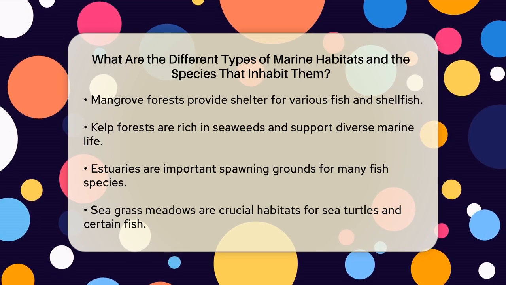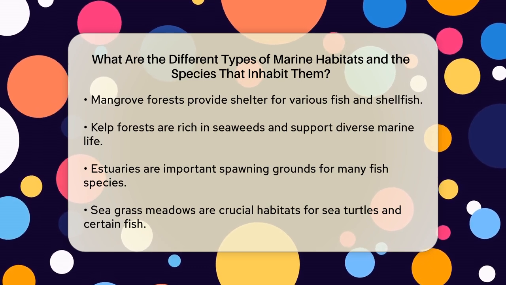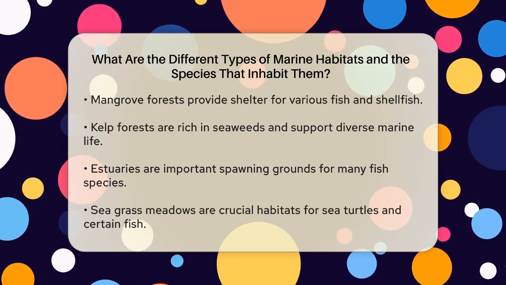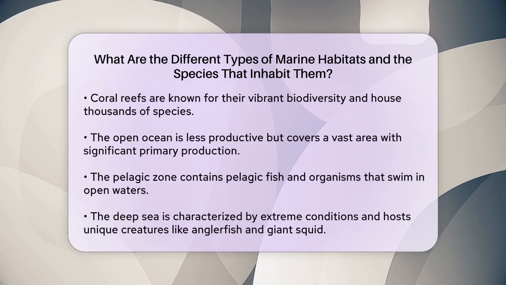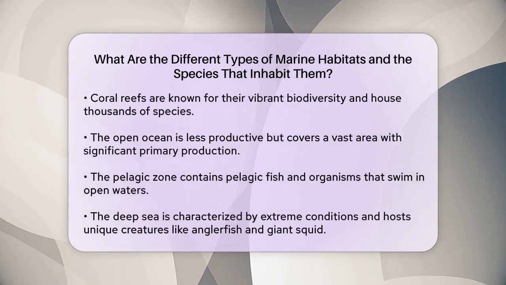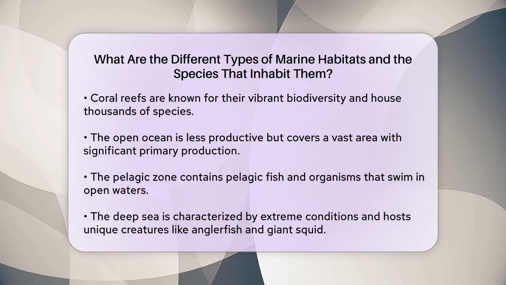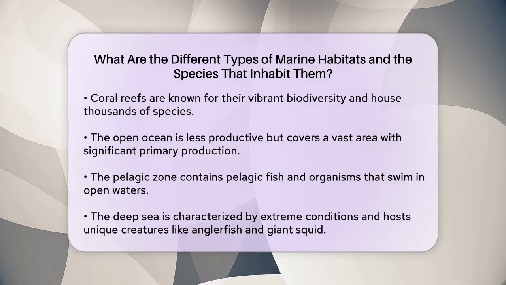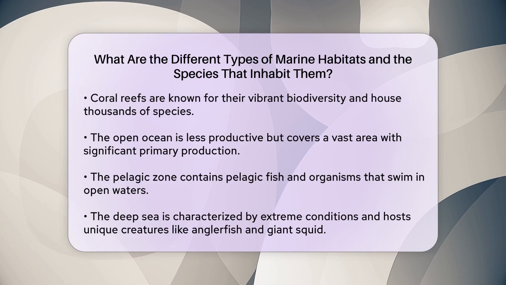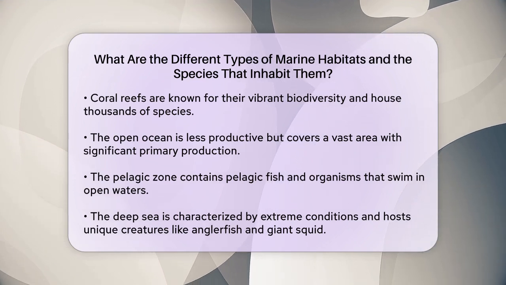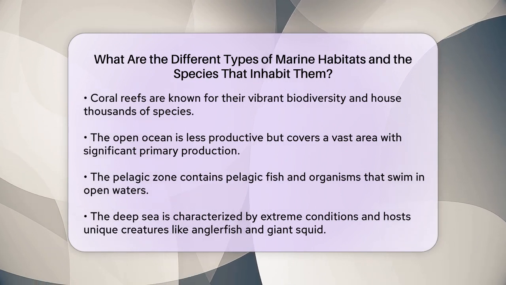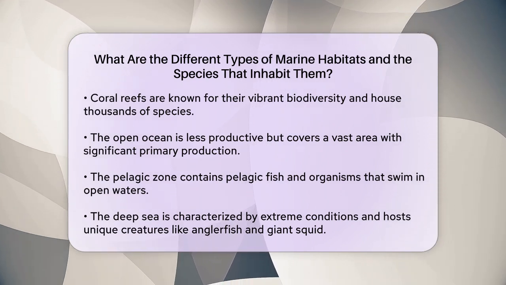The pelagic zone, near the surface or in the open water column, is home to pelagic fish and other organisms that drift or swim in the open ocean. The deep sea, characterized by extreme pressure and darkness, hosts unique creatures like anglerfish and giant squid. The ocean floor or benthic zone includes habitats like seamounts, hydrothermal vents, cold seeps, and marine sediments. These areas support species such as Norway lobsters, fireworks anemones, and sea pens, which thrive in deep, soft mud.